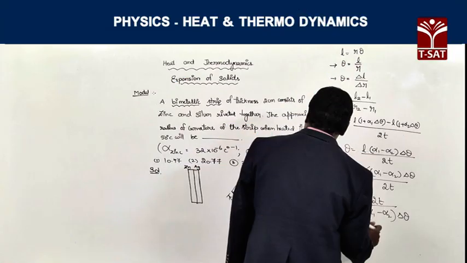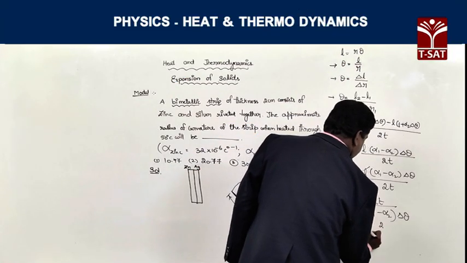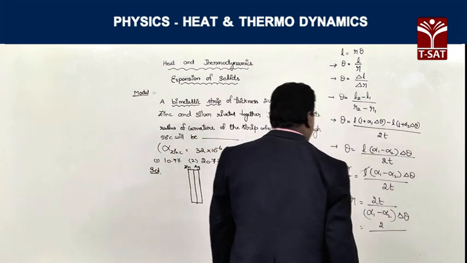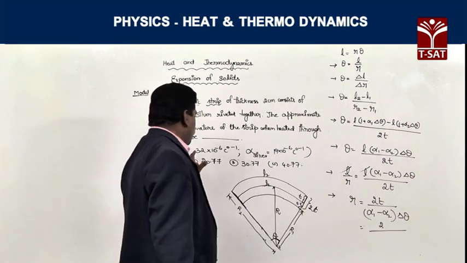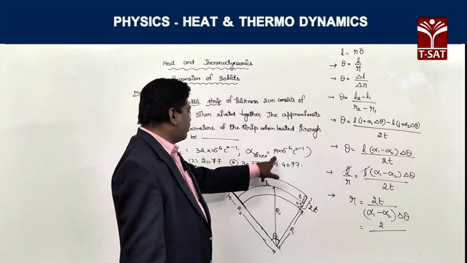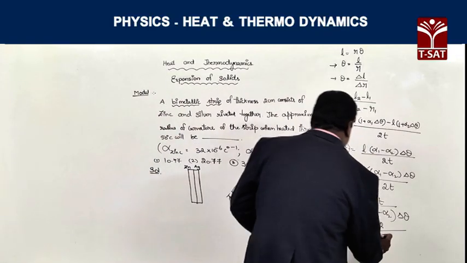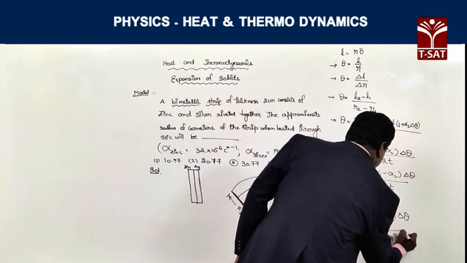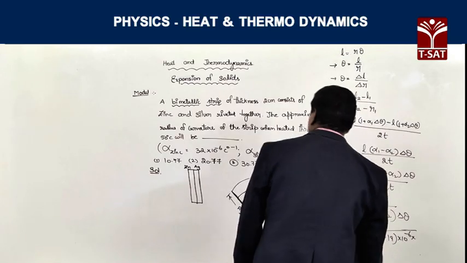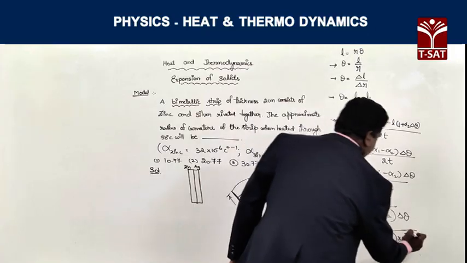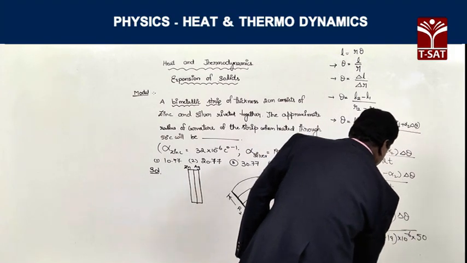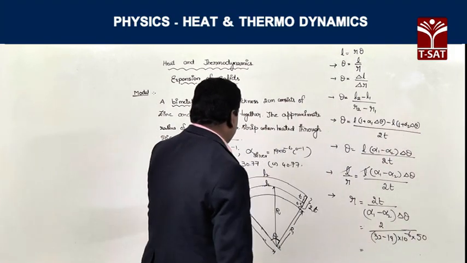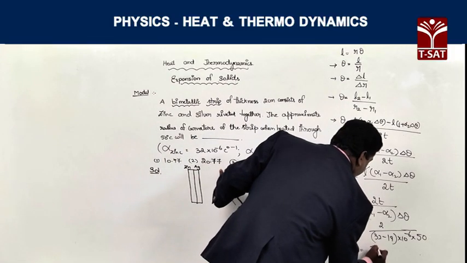The thickness 2T is given as 2 centimeters, so R equals 2 divided by alpha 1 minus alpha 2, which is 32 minus 19 into 10 to the power of minus 6, into the change in temperature. The change in temperature is given as 50. So the final result will be 30.77 centimeters.